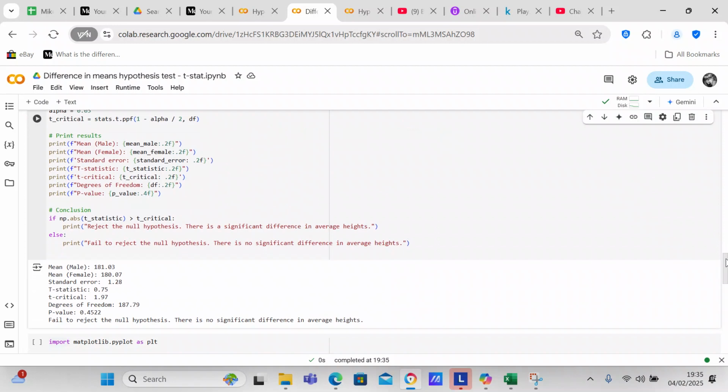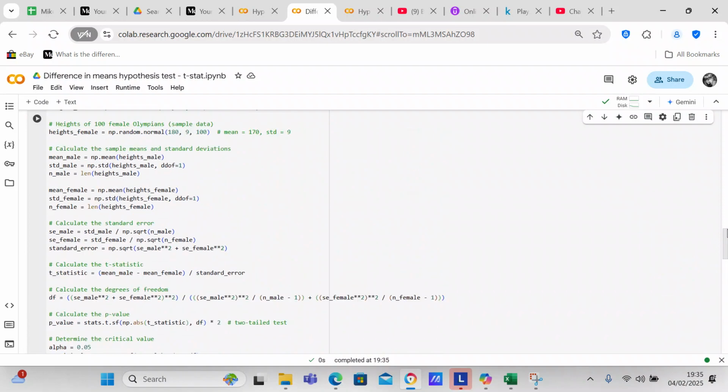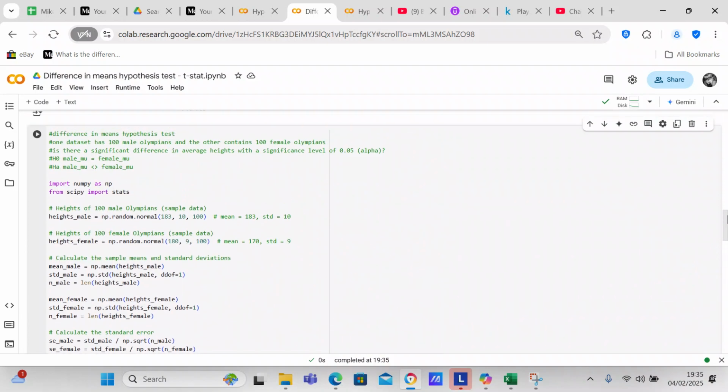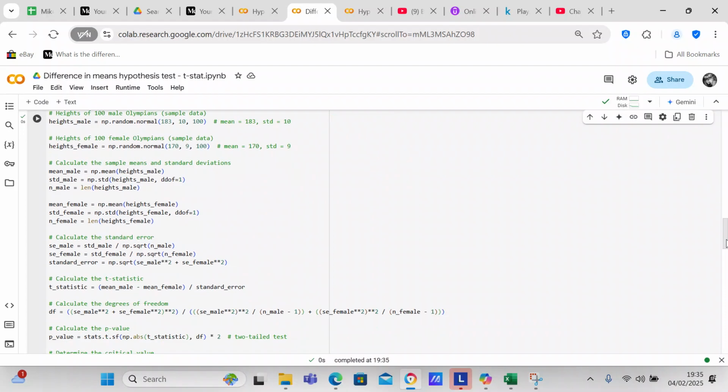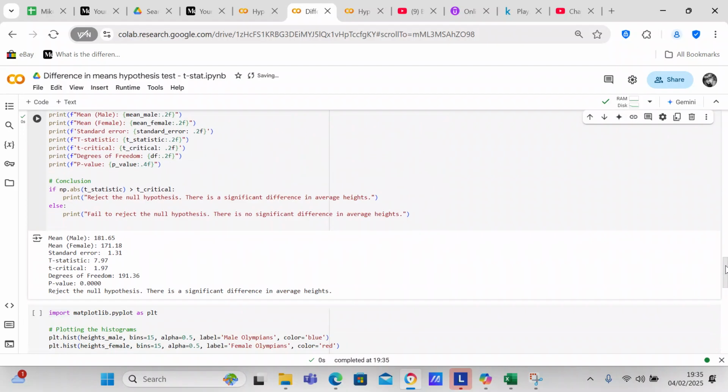It says failed to reject the null hypothesis. There is no significant difference in the average heights. So you can see that when we changed the female's height to 180, there was no significant difference, so it failed to reject the null hypothesis. But when we change it back to 170, then we reject the null hypothesis.